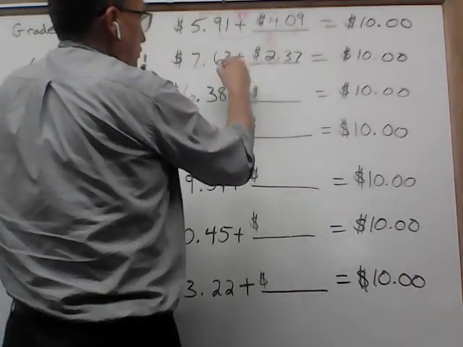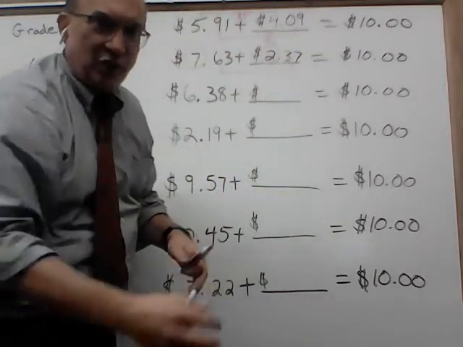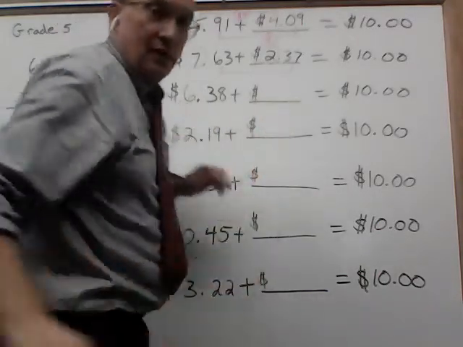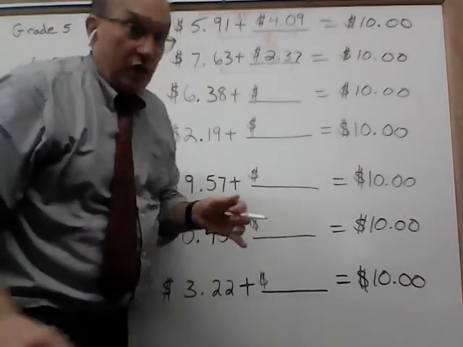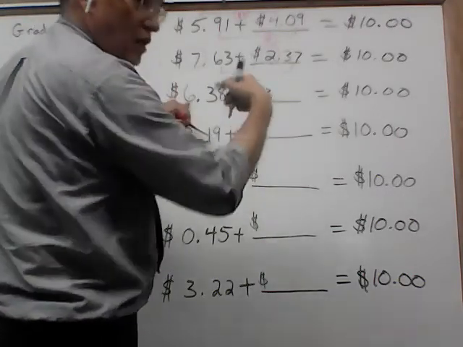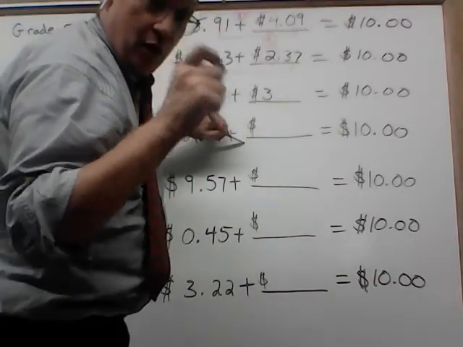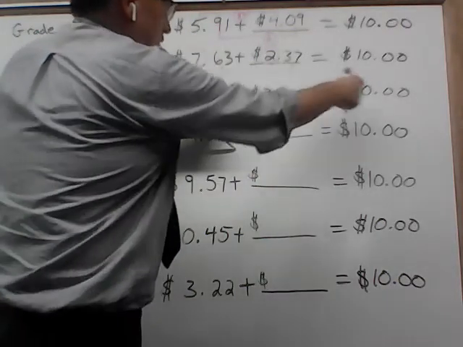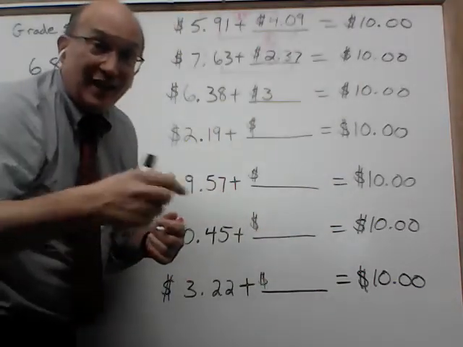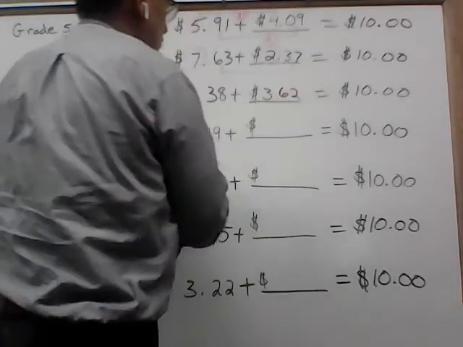$9 with those two, and 63 cents plus 37 cents is 100 cents, or the other dollar. $6.38. You're not going to get back $4. You're going to get back 3 and change. $6 plus $3 is $9. You now need an amount of cents to add to 38 cents to get 100 cents. What do you add to 38 cents to get 100 cents? It's 62 cents, right? 62 cents.